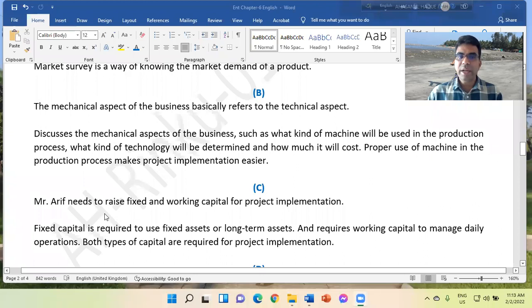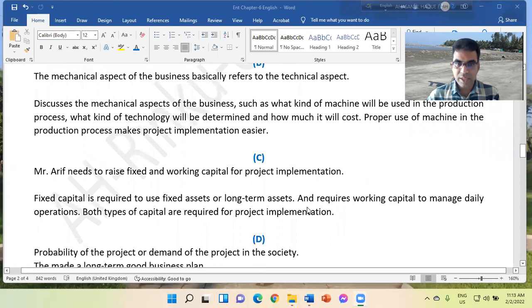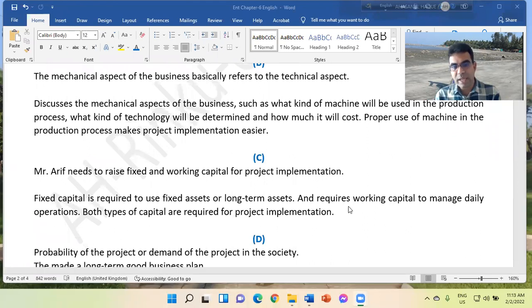Okay, Mr. Arif needs to raise fixed capital and working capital. Two types of capital will be required to implement the project of Mr. Arif. This is the knowledge concept. And in the second part, the realization, you have to describe the working capital and fixed capital. What is working capital? What is fixed capital? The fixed capital is required to acquire fixed assets or long-term assets.